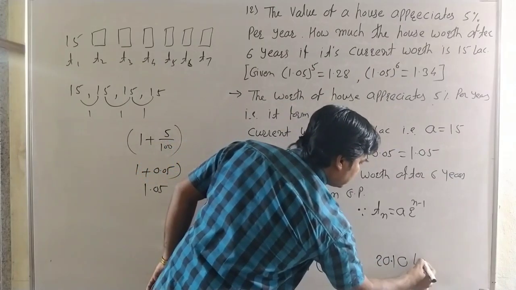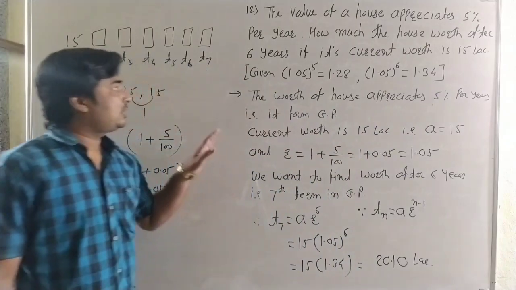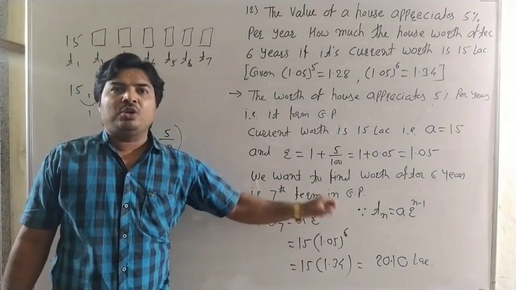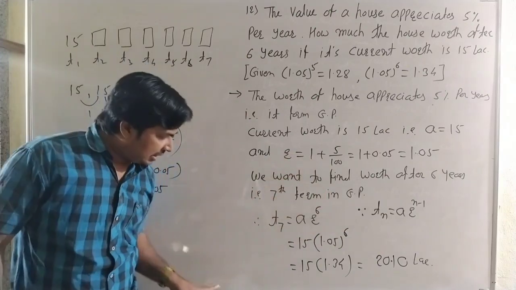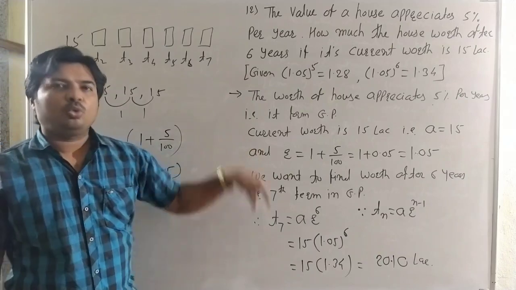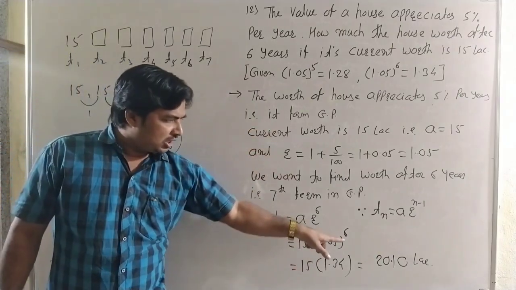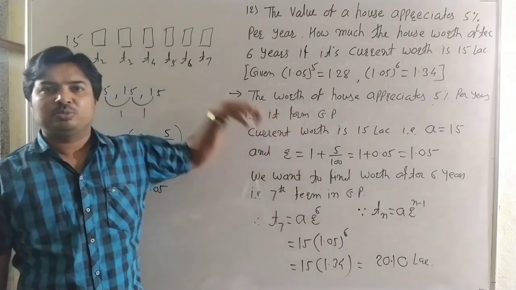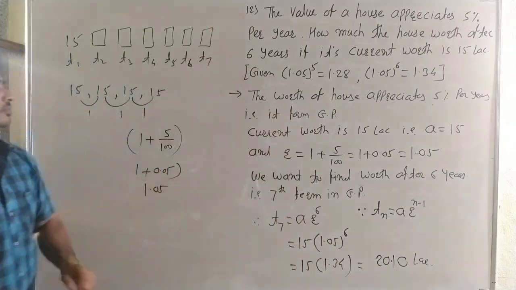That means after 6 years the worth of the house is 20.1 lakh. It is the final answer. Write it in words: after 6 years the worth of the house is 20.1 lakh. Write this as the final answer to this question. See this carefully.